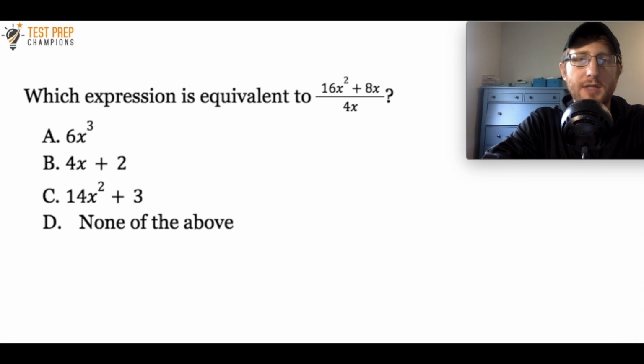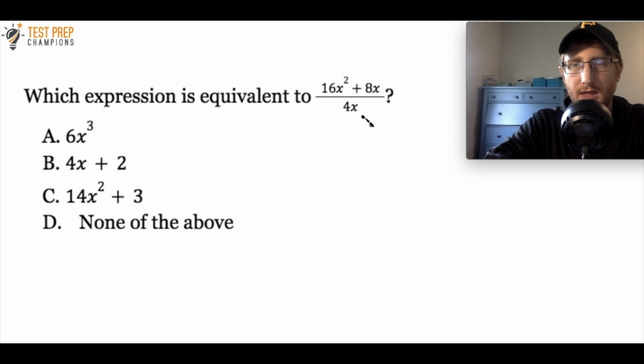Which expression is equivalent to 16x squared plus 8x divided by 4x? Is the answer A, B, C, or D? So now's your chance if you'd like to pause the video, try to figure this out, and whenever you're ready, we'll go over the answer.